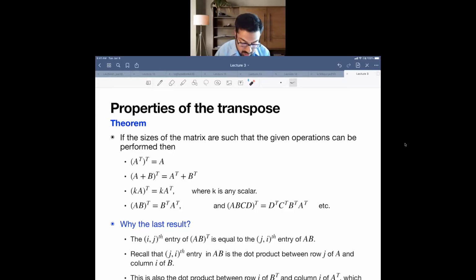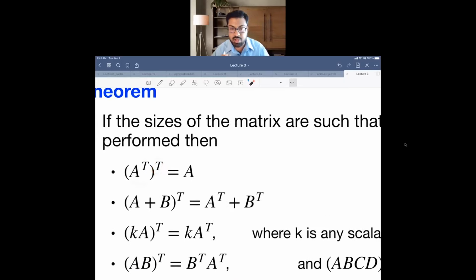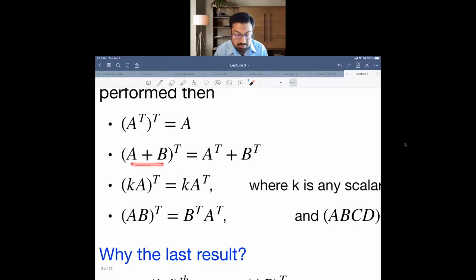So if you do the A transpose, which means you change the rows and columns, and then transpose again, you get back your original matrix. It's like the double transpose is canceling out. Next, A plus B: the transpose of the addition is the same as A transpose plus B transpose. K is a scalar. If you multiply the matrix A with a scalar K and then transpose, it is going to be the same as finding the transpose of A and then scaling each element in A transpose by that scalar K.